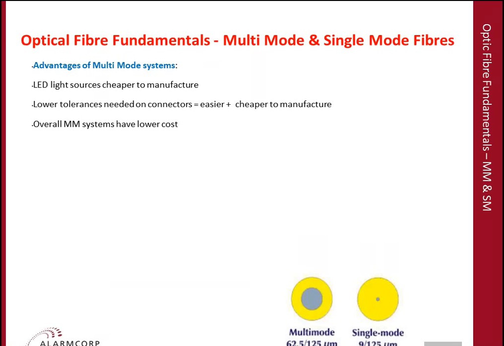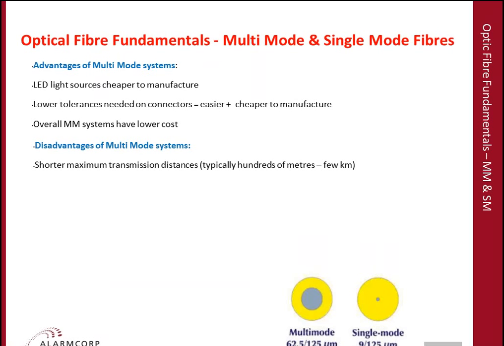However, it's not without disadvantages. With a multi-mode system, the absolute maximum transmission distance is shorter than with single mode. With multi-mode fibers, you're typically limited from a few hundred meters to 2 or 3 kilometers. If we look at single mode systems, the biggest advantage is that you can have much longer transmission distances, typically many kilometers.